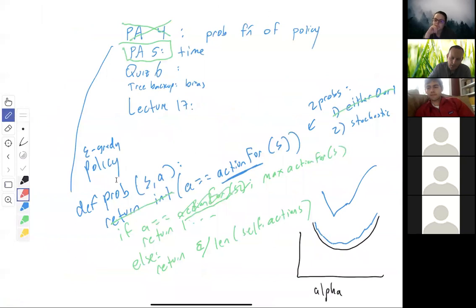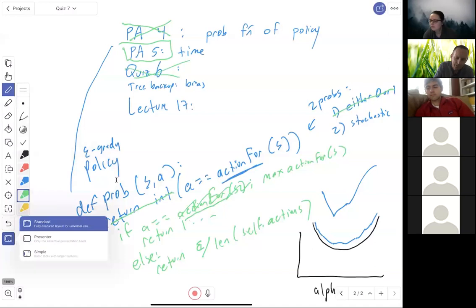Okay, so that's the quiz. Tree backup. Let me switch something for a moment.